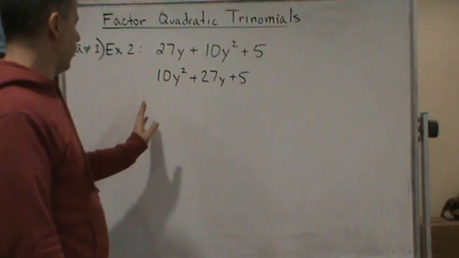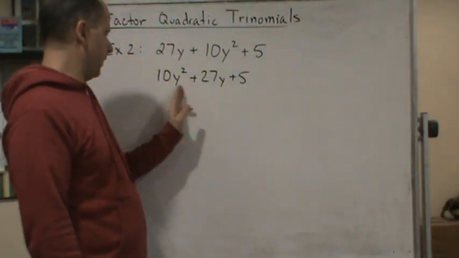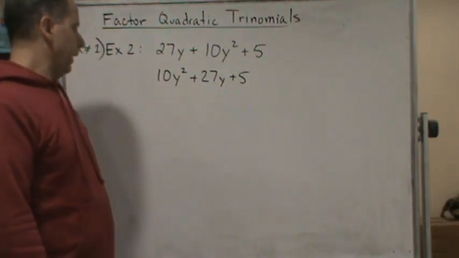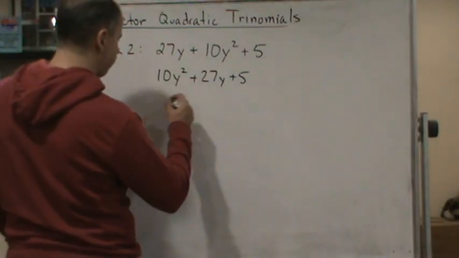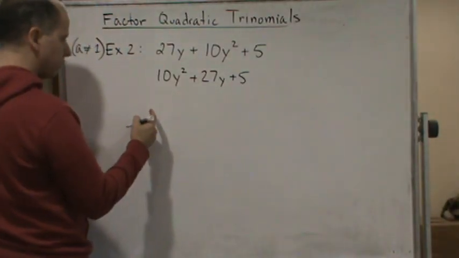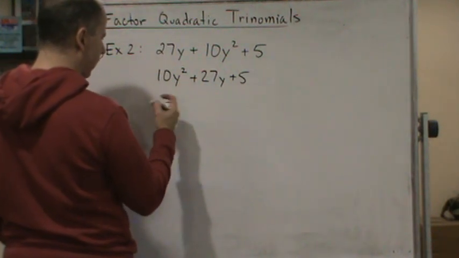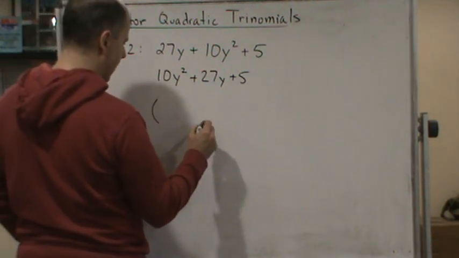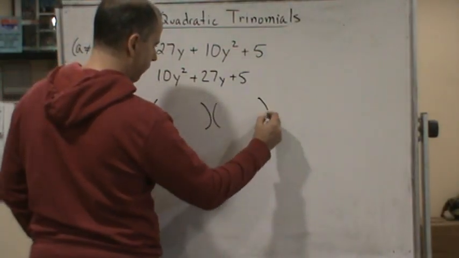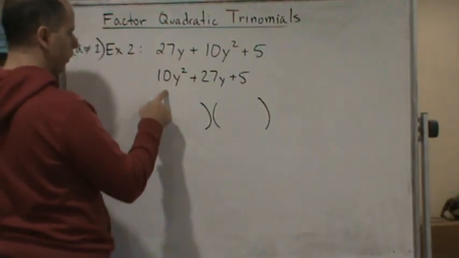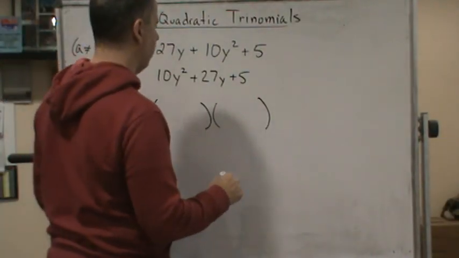And now we notice here that it is quadratic. It's a quadratic trinomial. And so now the thing is, when we're splitting this, we've got to split this in a way where the first term and the last term are going to be given. Okay, so now for the 10y squared, right?